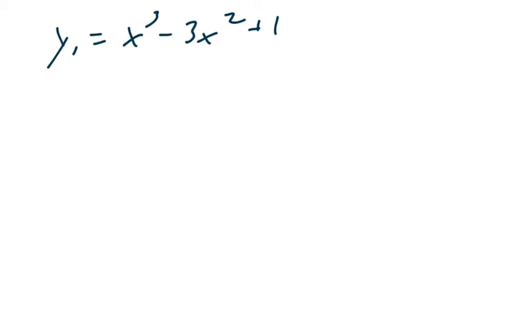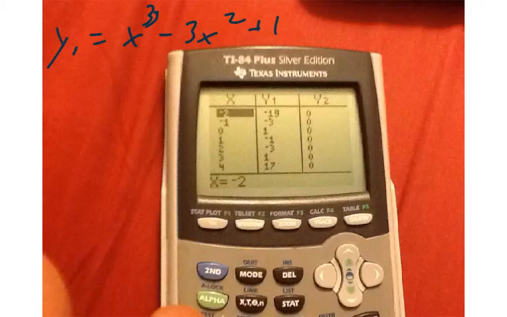Alright, we're gonna do what seems to be a pretty quick video for this next section. We got y cubed minus 3x squared plus 1 that I want you to put in y1, and then I want you to go to your table. Now when you go to your table, I want you to look like the picture I'm about to put up here. Alright, we are looking for the zeros.